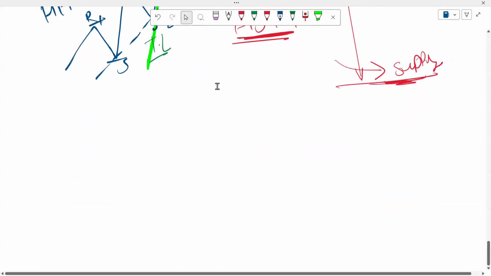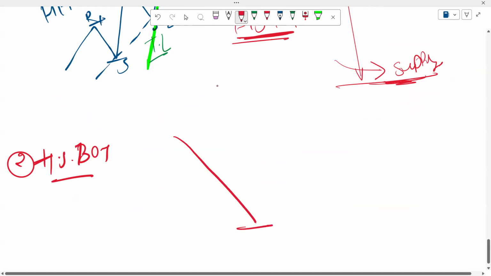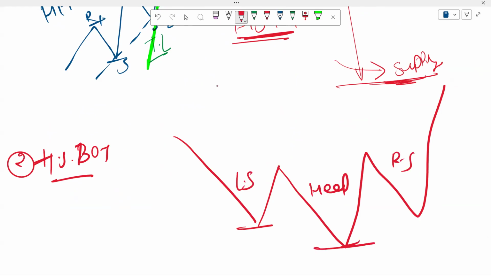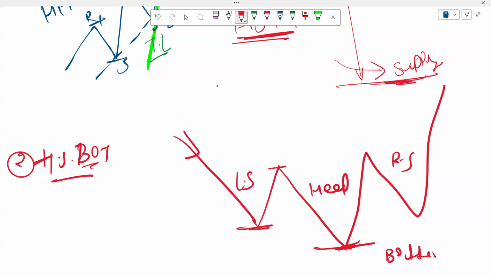And there is a head and shoulder bottom also, the second pattern. It will look exactly like the opposite of this. What will happen? Your market is coming down. It took the support, again going down. Again, it is forming a pattern like this. So this will be your head, this will be your left shoulder, and this will be your right shoulder. Head and shoulder bottom means it will reverse from the bottom. The market is coming down, it took the support, and then again it is going up. Again it took the support below this support, and your neckline will be like this.